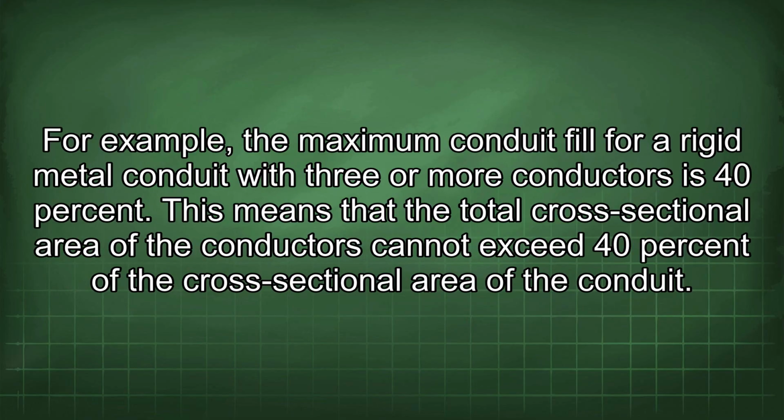For example, the maximum conduit fill for a rigid metal conduit with 3 or more conductors is 40%. This means that the total cross-sectional area of the conductors cannot exceed 40% of the cross-sectional area of the conduit.